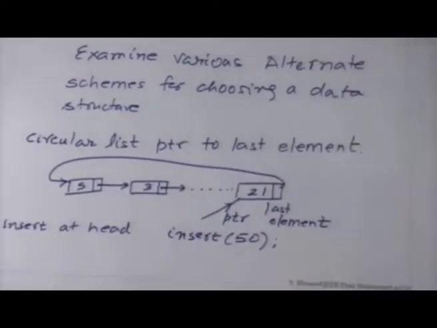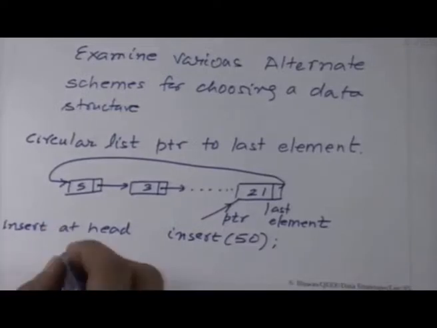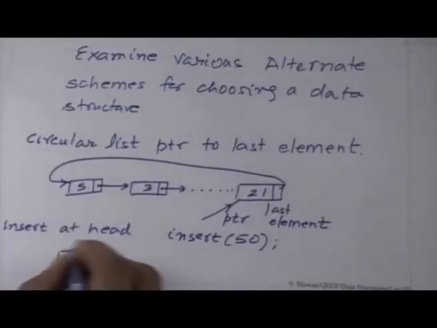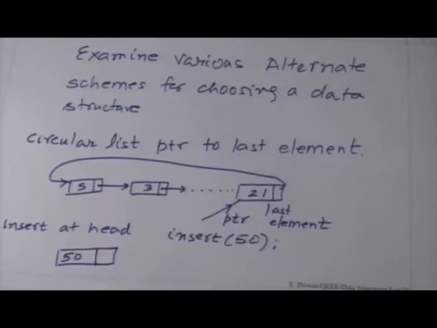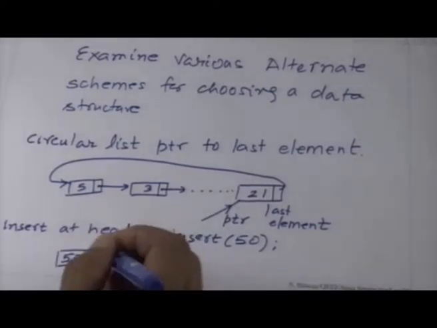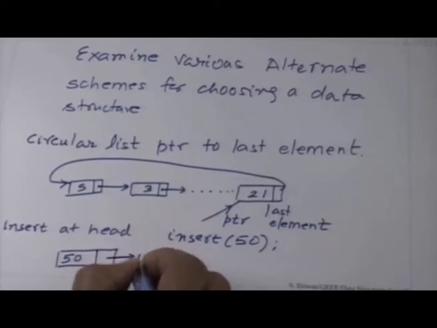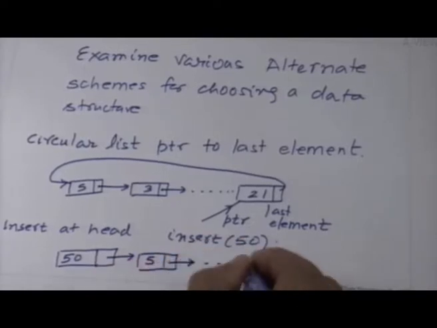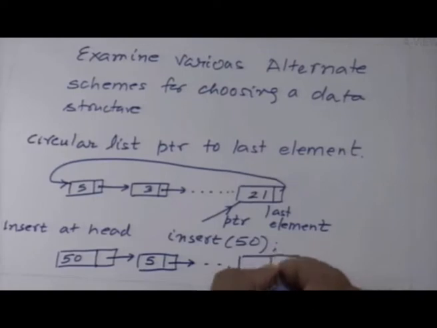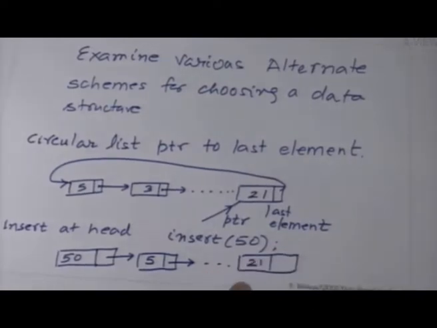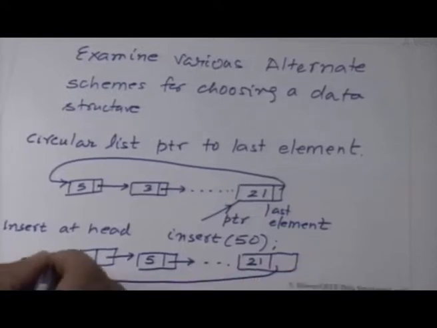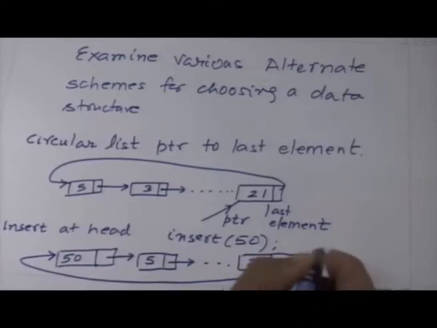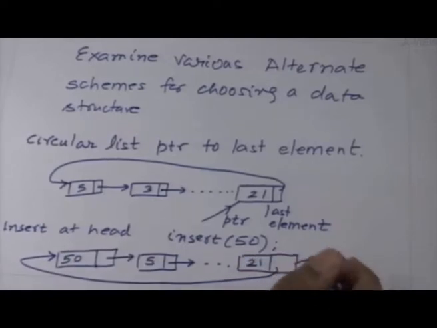So what am I supposed to do to insert 50? So I first create a box with the value 50, and I will not connect it to anything. Let it stand wherever it is. In order to make it the head of the list, this is how my structure should look after appropriate changes are done. So the last element remains 21. The first element has become 50, and therefore this should point to this. And my list still points to 21, because this is the last element which was there earlier, continues to be the last element, the pointer.